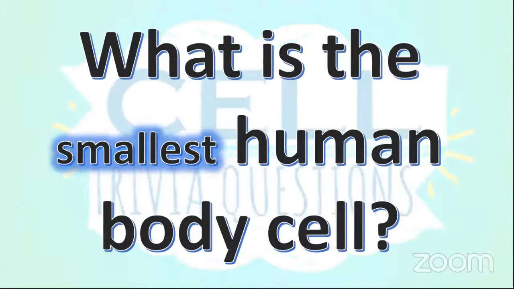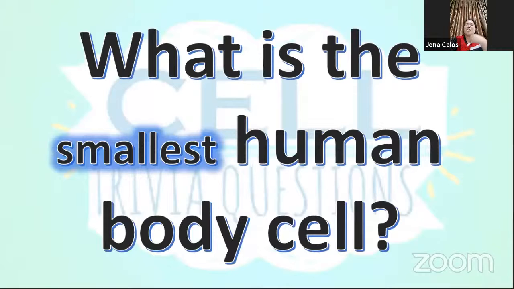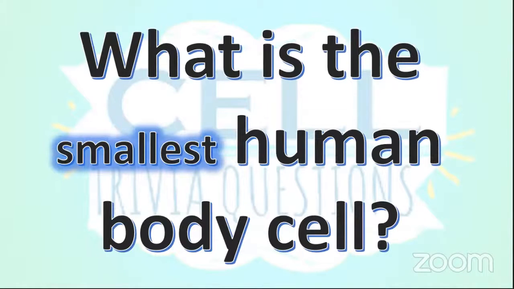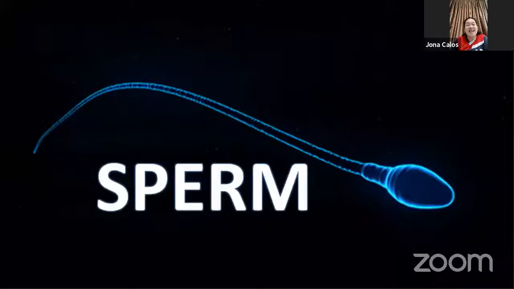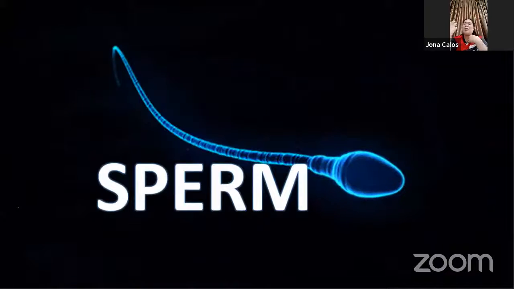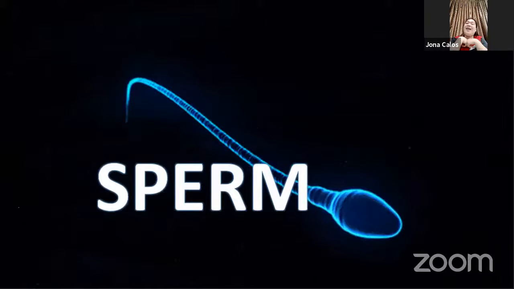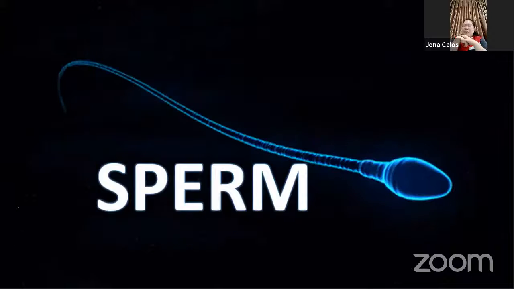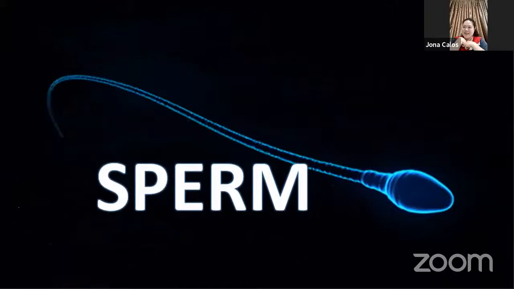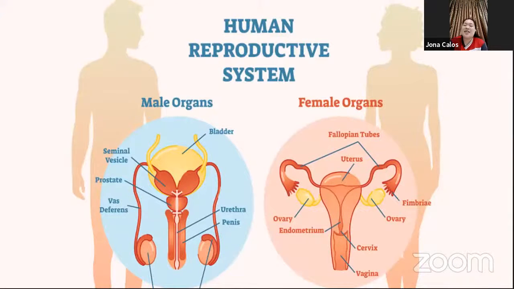Any idea? It's somewhat related or connected with the answer of the first one. Okay, so actually the answer here is the sperm cell. So the largest human body cell is the egg cell and the smallest is the sperm cell. Our general topic for today has something to do with these two cells. So we are going to talk about the human reproductive system, which consists of the egg cell for the females and the sperm cells for the males.